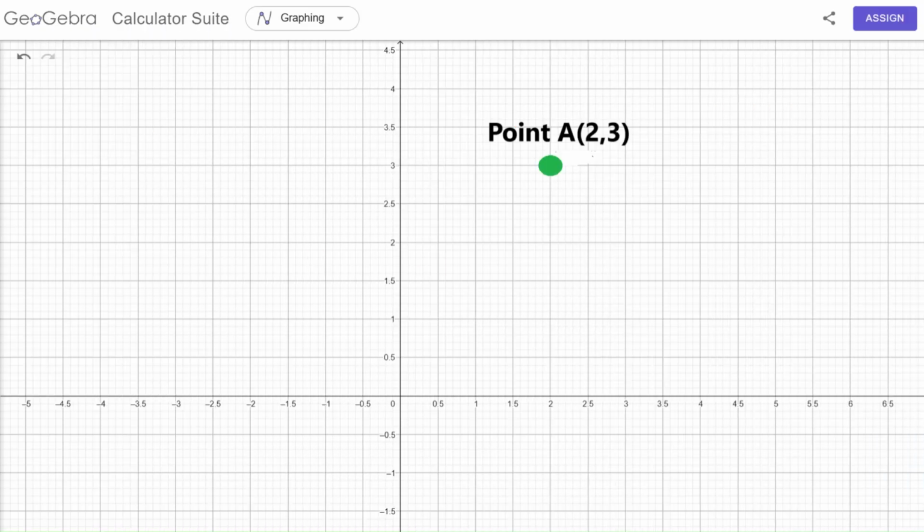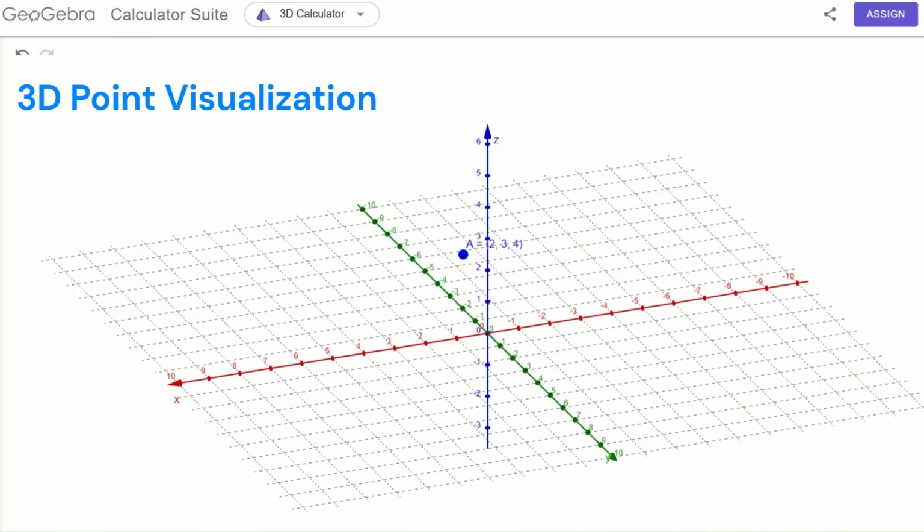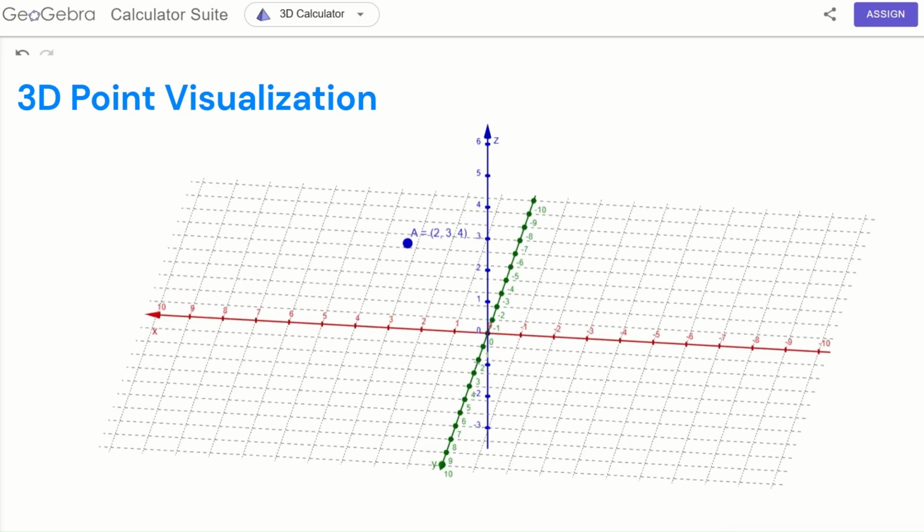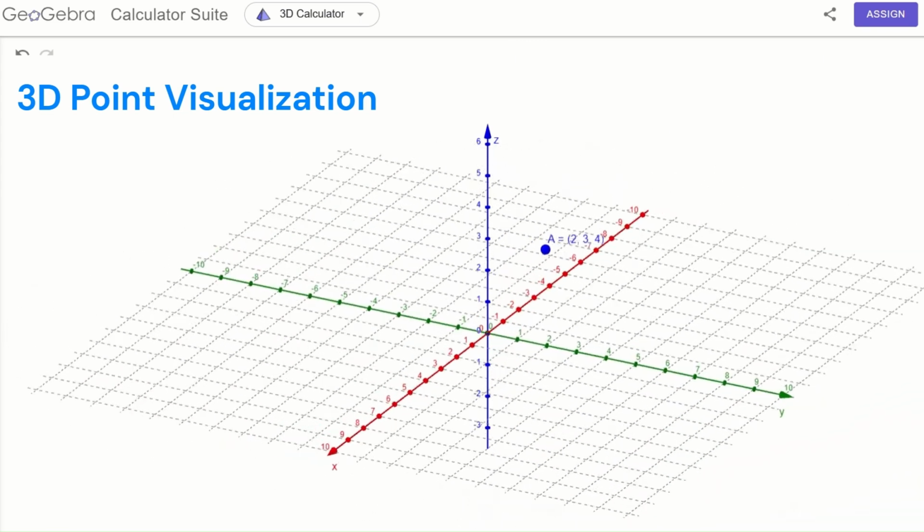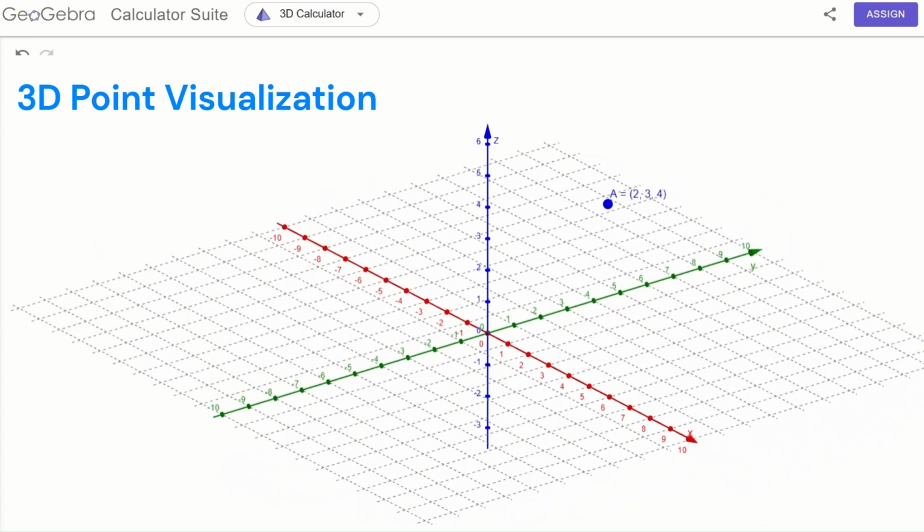In 2D space, point A is here represented by the coordinates (2, 3), where 2 is the x-coordinate and 3 is the y-coordinate. This figure shows the visualization of a point in 3-dimensional space with coordinates (2, 3, 4).